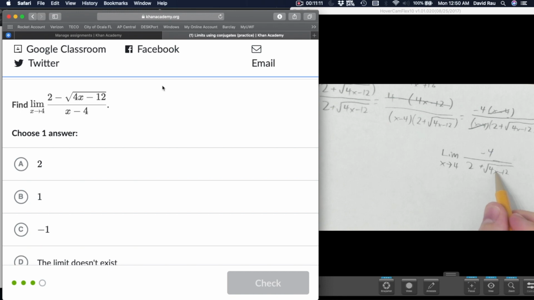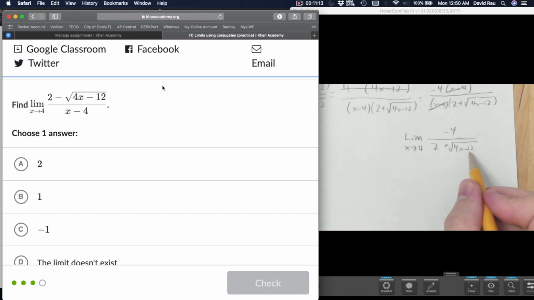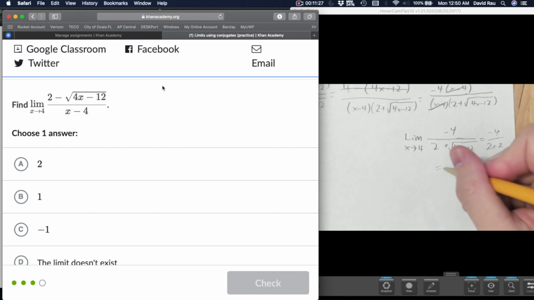And this time when you plug in 4, you get 16 minus 12. 16 minus 12 is 4, and so we have negative 4 over 2 plus the root of 4, and 2 plus the root of 4 is 2 plus 2, so this whole thing is just negative 1.